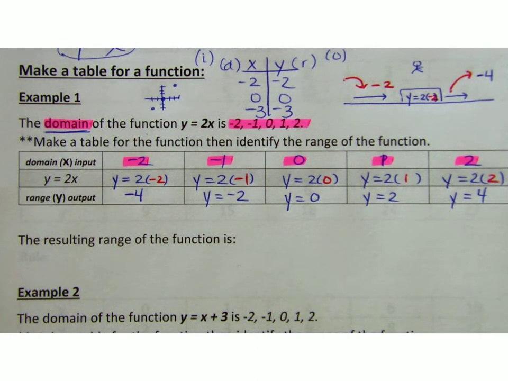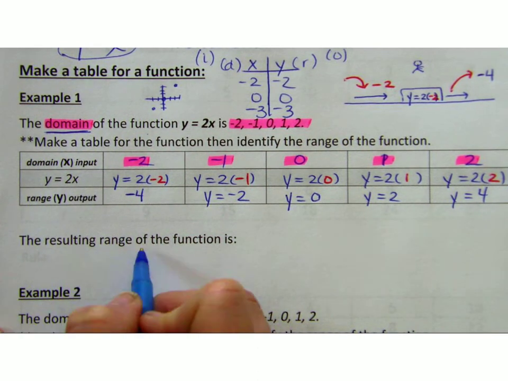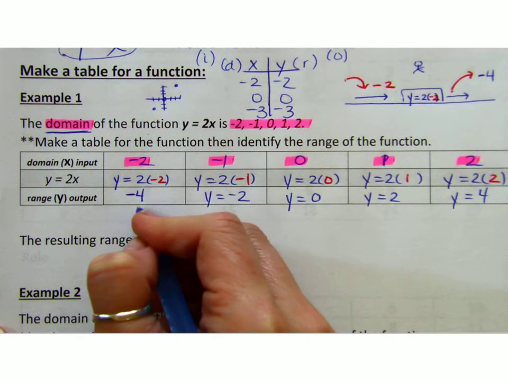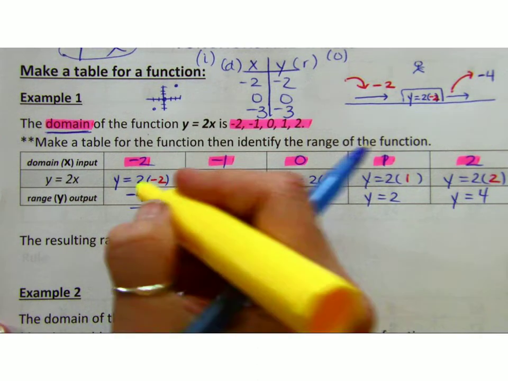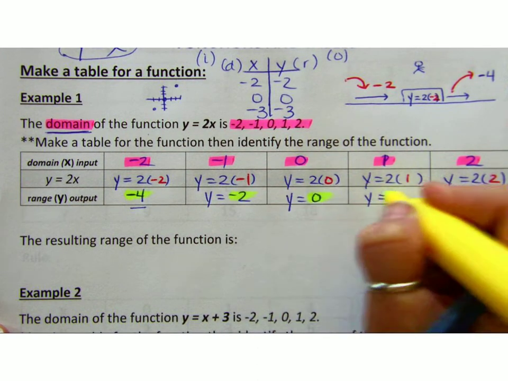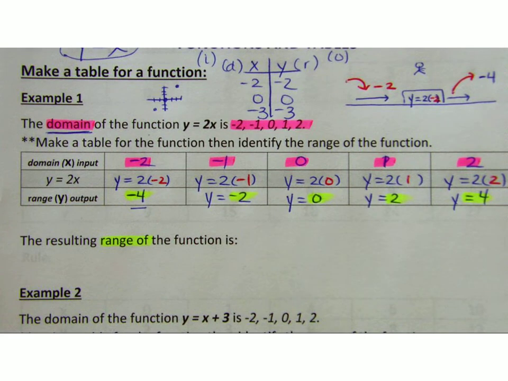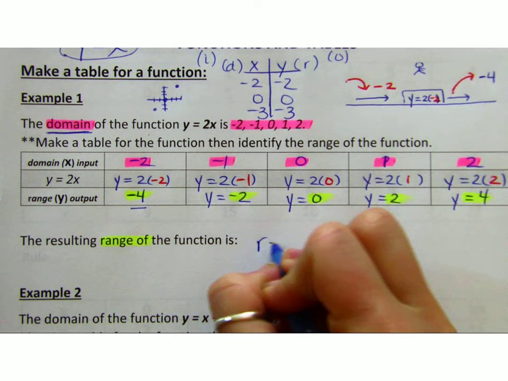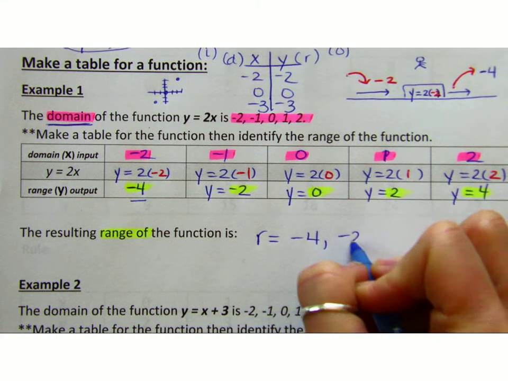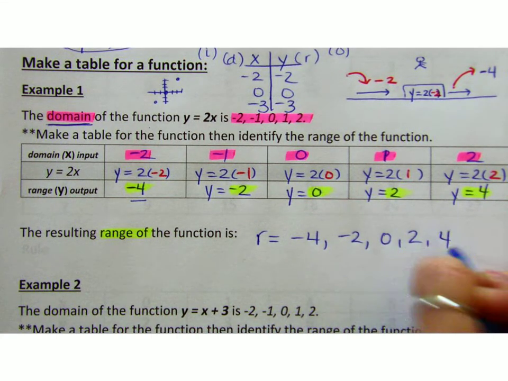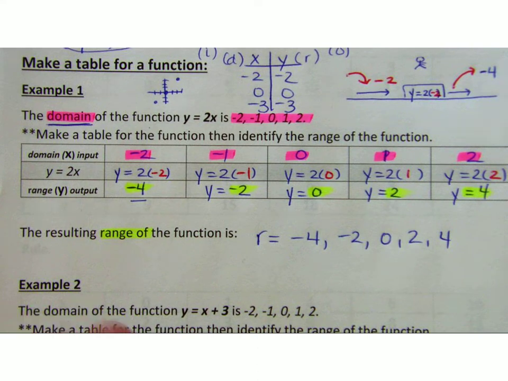Okay? So the resulting range of this function would be -4, -2, 0, 2, and 4, right? So -4, -2, 0, 2, and 4. That is going to be your range because that's what was outputted. So you're going to put R equals and then list your new range. So doesn't your range depend on what your domain is? In other words, doesn't your output depend on what you input? That's why it's called a dependent variable.